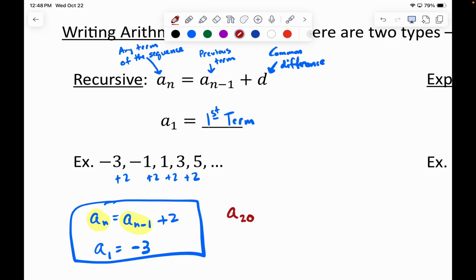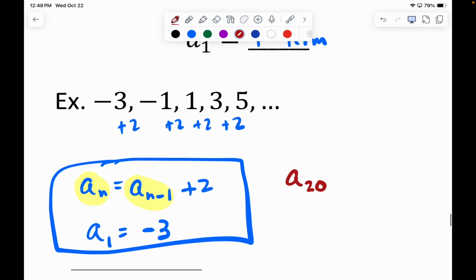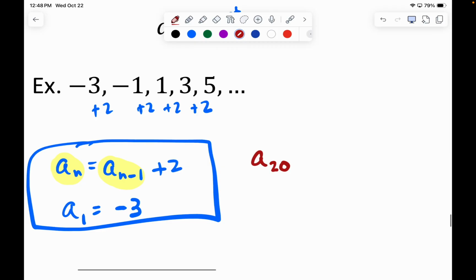No, not quite. It means what is the 20th number in this sequence, right? I have the first 5 up there. What's the 20th number? So if I try to do that with what I wrote, I would say A of 20 equals, I would put 20 in for n. What's 20 minus 1 though? 19. So equal to A of 19 plus 2. A of 20 is equal to the previous term, A of 19, plus 2, right?